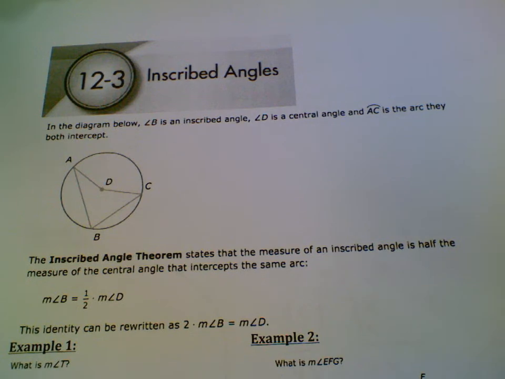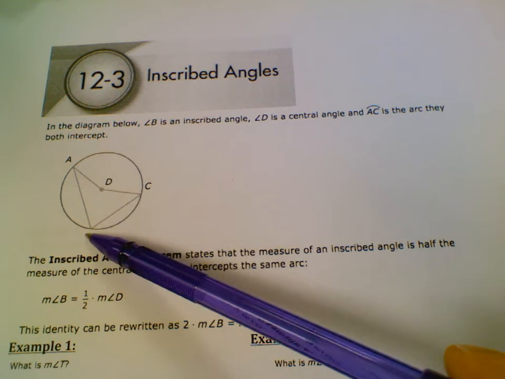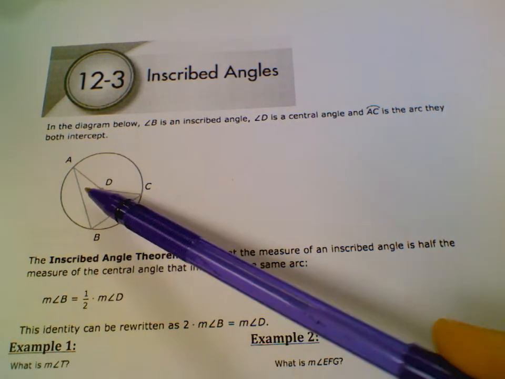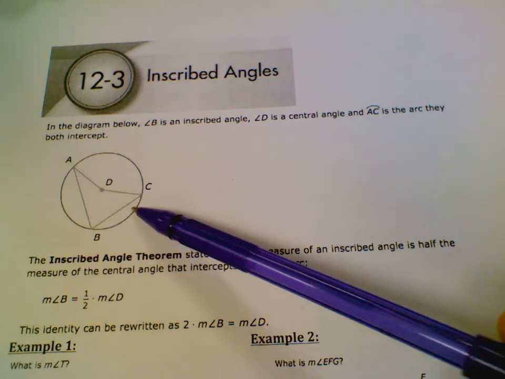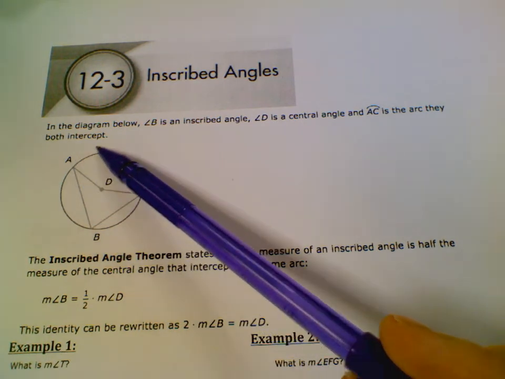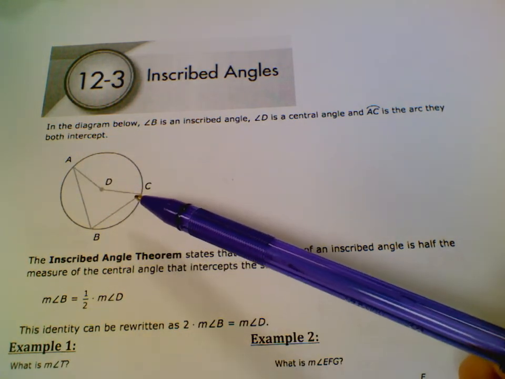Section 12.3 is about inscribed angles. So the first thing that I'm showing you here is that you have a diagram. Angle B is an inscribed angle, meaning it's inside of something else. Angle D is a central angle because it's starting at the center of the circle. And then arc AC is the arc that they both intercept.